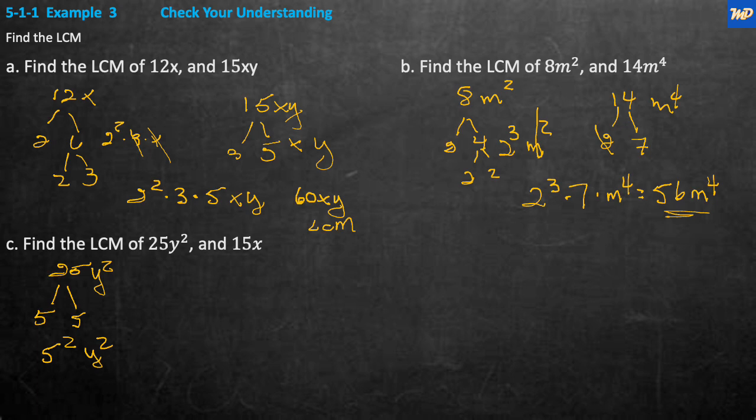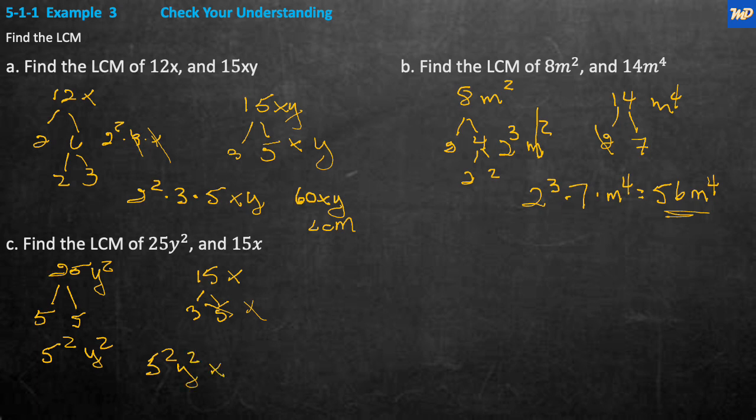And as far as the 15x, it breaks into 3 and a 5. Those are primes, and x is its own prime. So we have 5s over on this side, so this single 5 over here is going to cancel. There are no 3s on the side with the 25y squared. So we're going to use the 3, and we're going to use the y squared, and we're going to use the x. So the answer is going to be, what is it? We got 5 squared right here, y squared, and x.